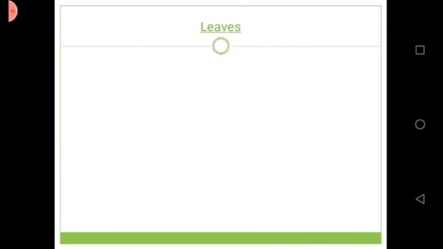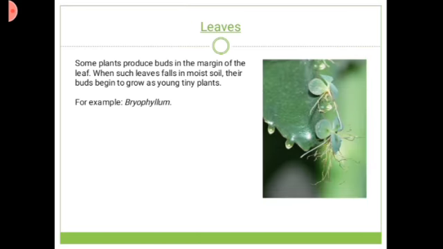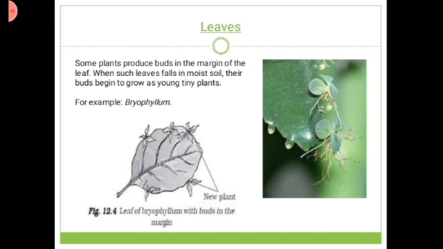What are the leaf modifications? Some plants produce buds in the margin of the leaf. The bud forms in the margin of the leaf, and that bud becomes a new plantlet. Like in this picture, you can see a diagram is also there.